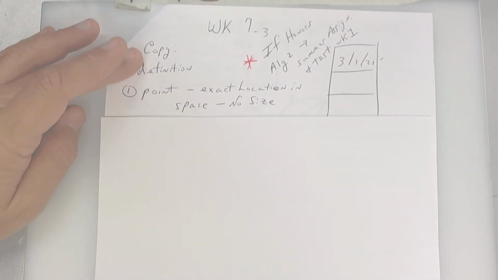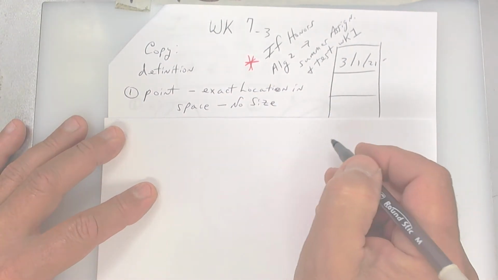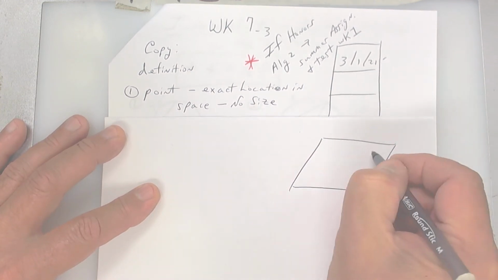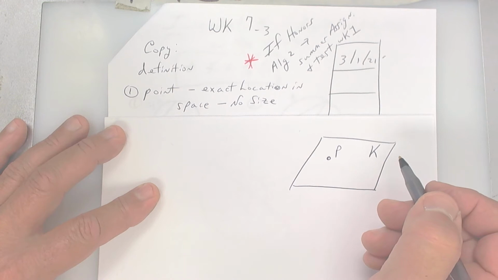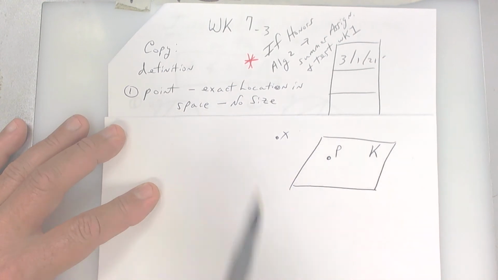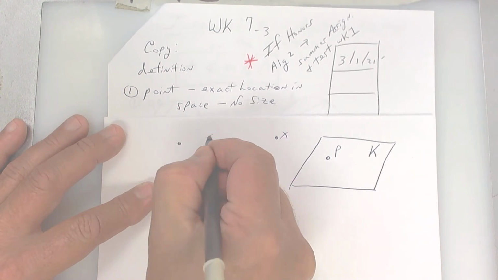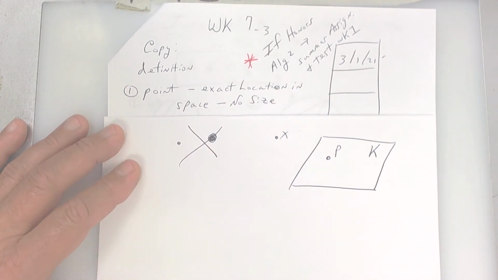All right, let's look at this definition. A point is a location in space. Let's say this is a plane, like a piece of paper, and we'll call this plane K. A point could be on that plane, so we could say point P. A point could be off of that plane, and we could say point X, okay? So a point is just a location in space, and there's no such thing as a skinny point and a fat point. You don't have actual size. A point is a point.